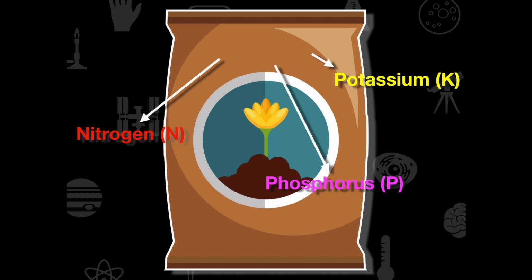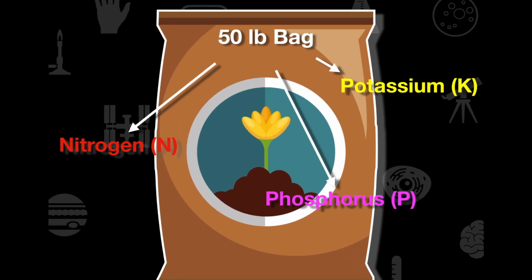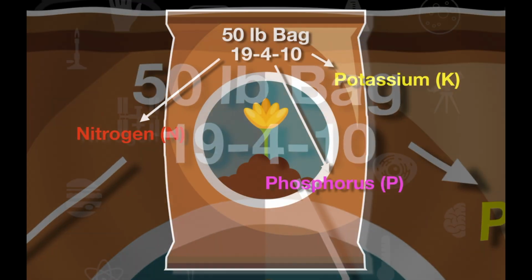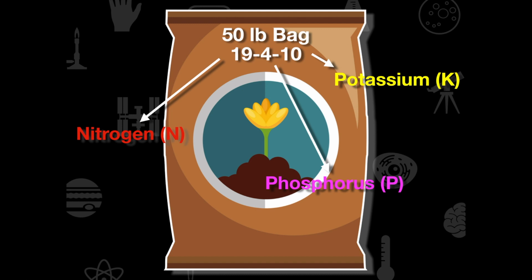So if we look at these numbers in a little bit more detail, we have to look at it this way. Let's say we have a 50-pound bag with the numbers 19, 4, 10. Well, this is going to represent the percentage of nitrogen, phosphorus, and potassium in that fertilizer bag. So if we look at this, 19% of that 50-pound bag, there's going to be 9.5 pounds of nitrogen in there. 4% is phosphorus, so there's 2 pounds of phosphorus in there. And if we look at this potassium, 10% of that 50 is going to be 5 pounds of potassium.